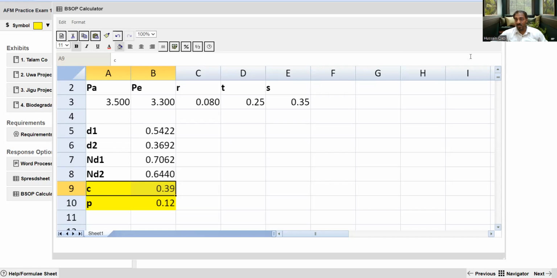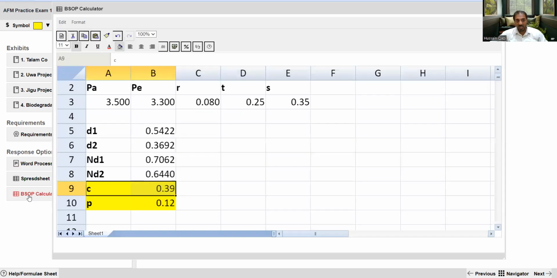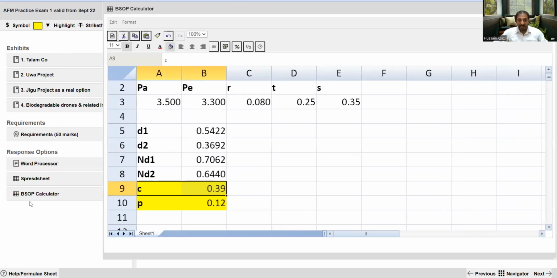So once again, the very important thing, do remember that, for example, if this is the question, at the left side, word processor, spreadsheet, and BSOP calculator, this will be available with your question. If the examiner examines the BSOP model, this BSOP calculator will be available by the name BSOP calculator. So is that clear, everyone?